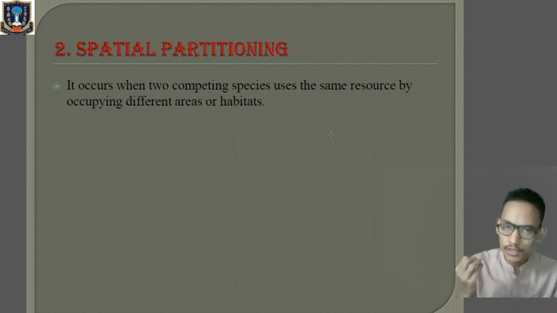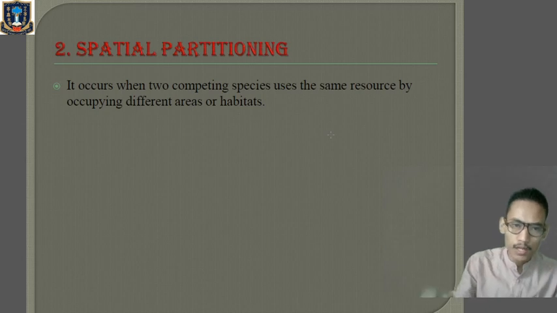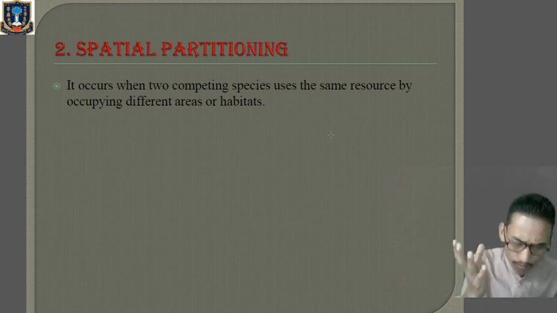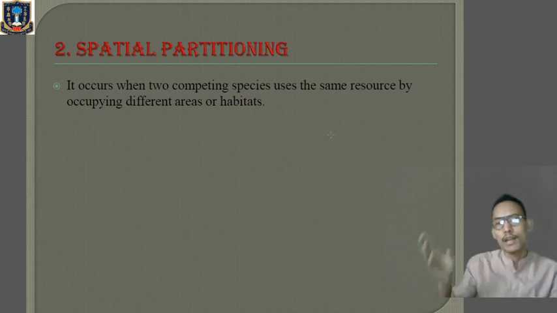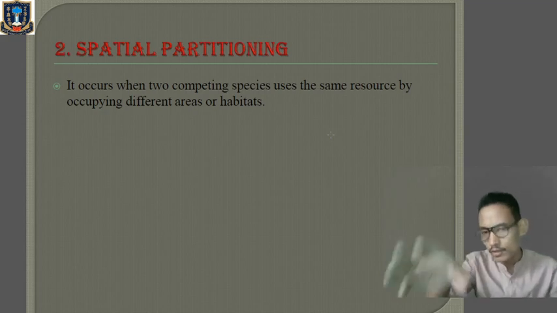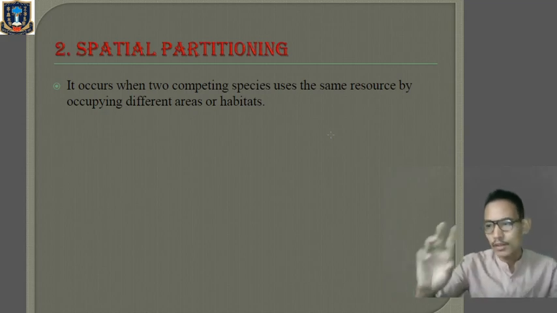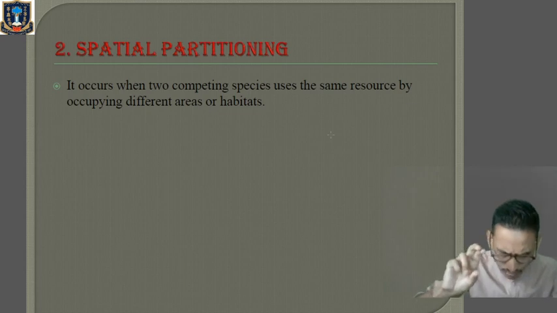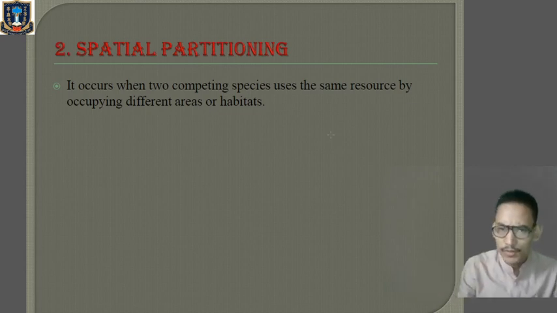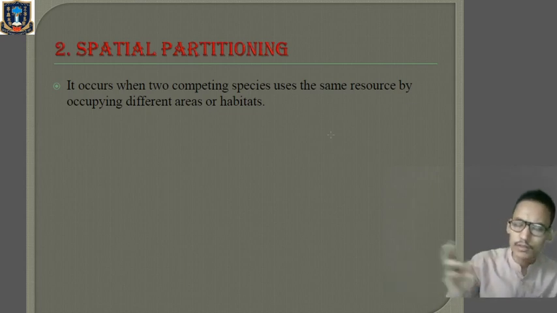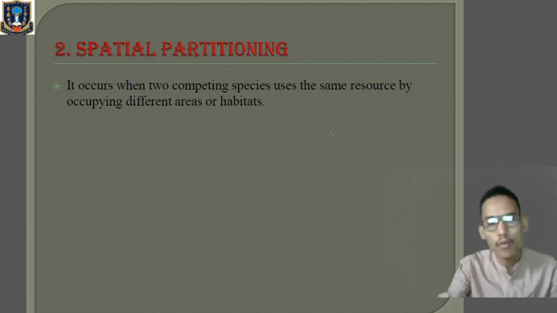Clear? So here they are trying to avoid competition by occupying a different area or a different habitat. So go through the examples: the fishes in a pond or in a lake usually feed at a different depth in order to avoid competition, or the monkey feeding on the same fruit in different parts of the forest.